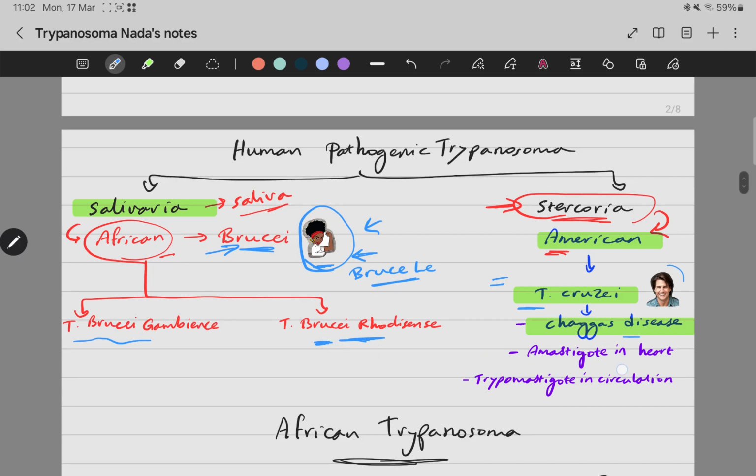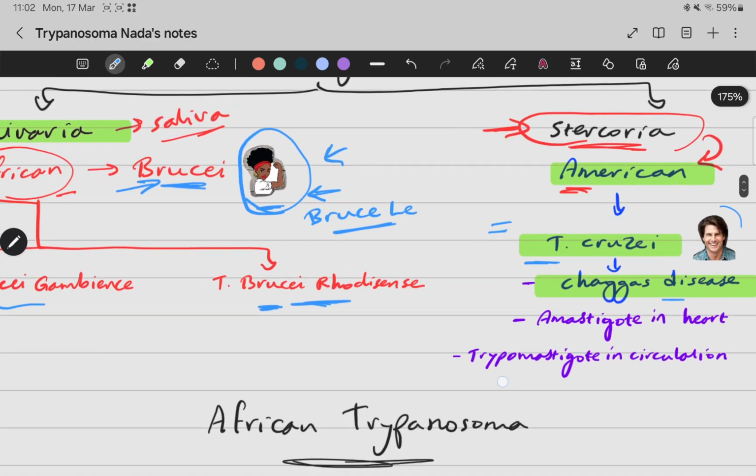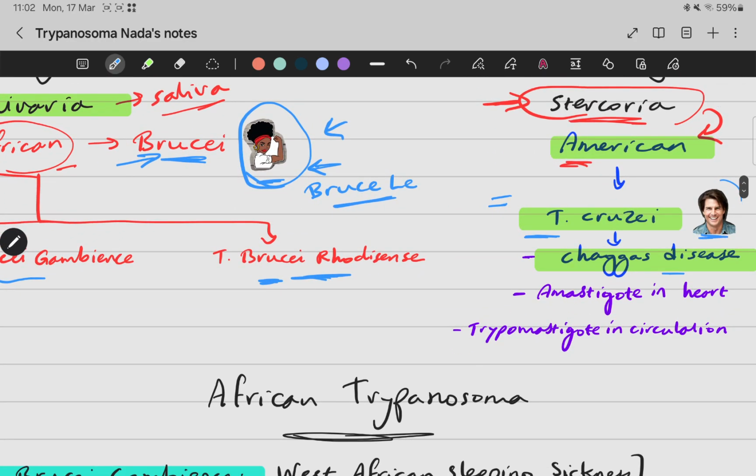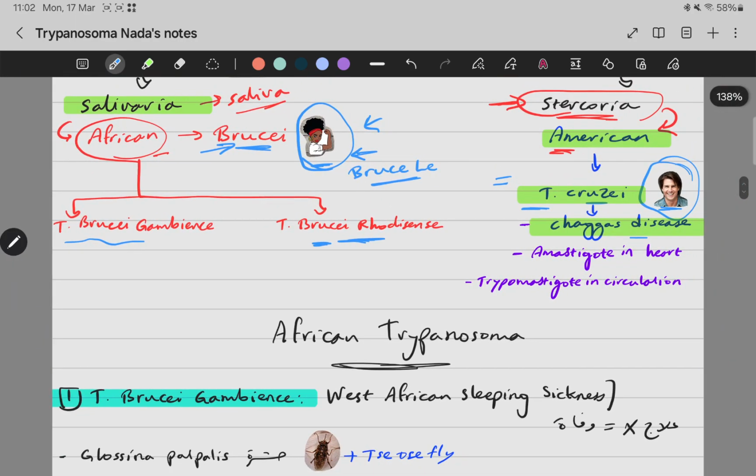While for American Trypanosoma, who is this? As you can see, this is Tom Cruise. Tom Cruise is actually American. So American Trypanosoma is like Tom Cruise: Trypanosoma cruzi. The reason I brought Tom Cruise is something we will see later. Actually, we will use Tom Cruise a lot today. We will just save it in our minds this way: Tom Cruise, Trypanosoma cruzi, American.